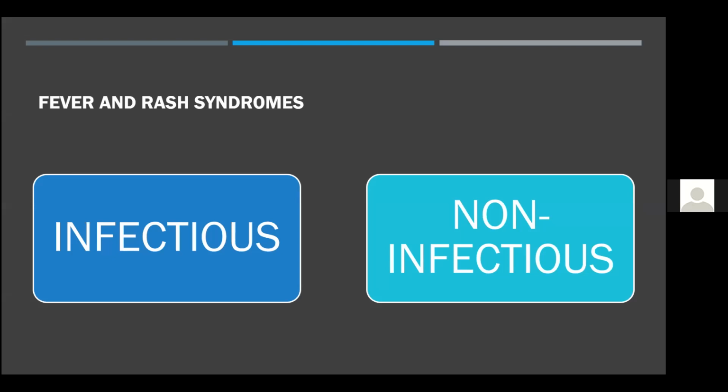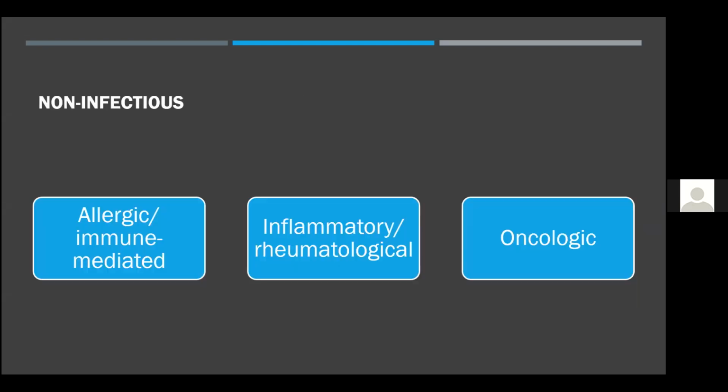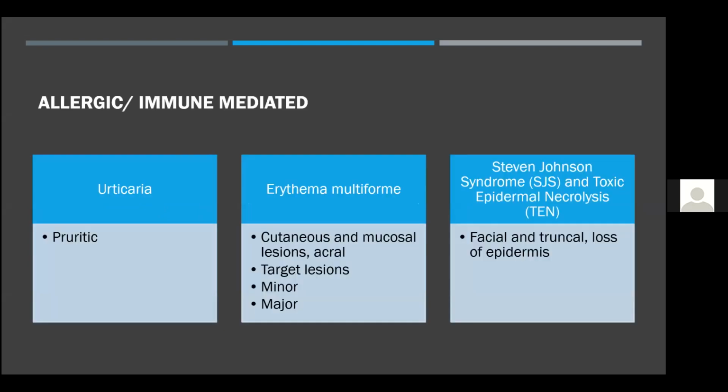Okay, so when I look at fever and rash syndromes, I've tried to break them up into infectious and non-infectious causes. The non-infectious causes, actually, a lot of them are initiated by infection, so it's not as simple as that, but they are allergic or immune mediated, or inflammatory, rheumatological, or oncological. Allergic or immune mediated causes could be urticaria, erythema multiforme, or Stevens-Johnson syndrome and toxic epidermal necrolysis.